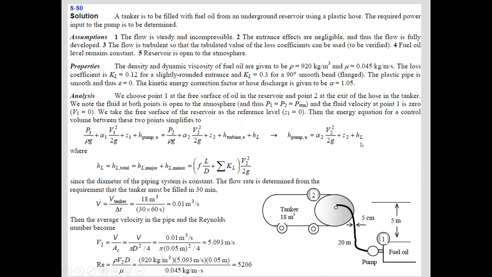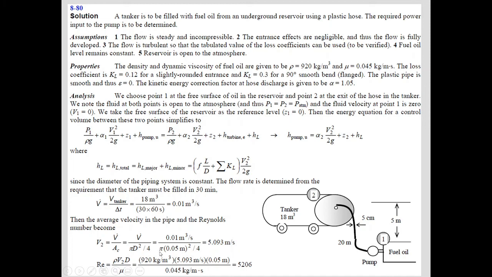Okay, and then for HL, HL is the sum of HL major plus HL minor: f L over D plus sum of KL, times V squared over 2g. So you need the velocity. Because they didn't give the V dot, the flow rate, but it is given that 18 meter cube of the tank is filled in 30 minutes, you can calculate 18 meter cube over the time used, 30 times 60 seconds. Then we get that the flow rate is 0.01 meter cube per second. From the flow rate, you can calculate V equal to V dot over A, then the velocity is 5.093 meter per second.